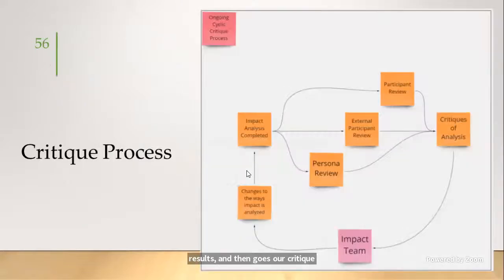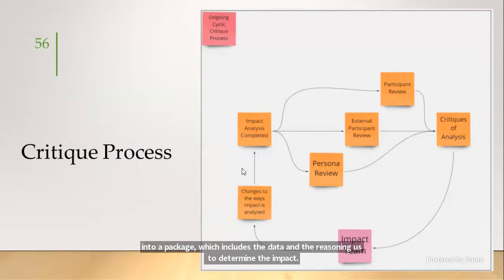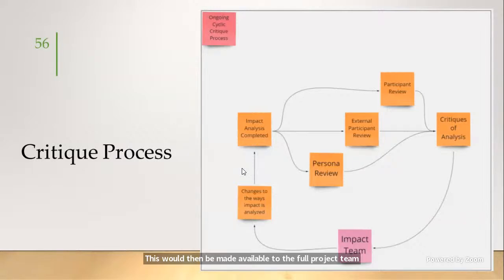Next slide. The critique process is the process at which, after we perform an assessment on some impacts, it will be summarized into a package, which includes the data and reasoning used to determine the impact. These will then be made available to the full project team for the purpose of critiquing, either through their own personal lens or within the team using personas for the stakeholders, which will be developed early in the program.